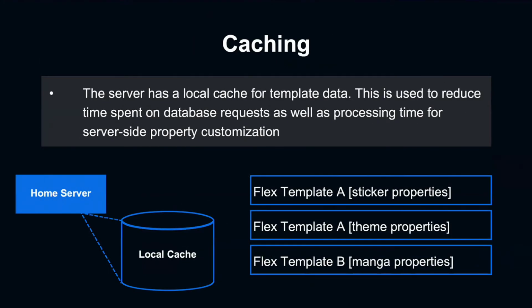The next one is caching. The server has a local cache for template data. This is used to reduce time spent on the database request, as well as processing time for server-side property customization, because the content-specific property can be processed beforehand.